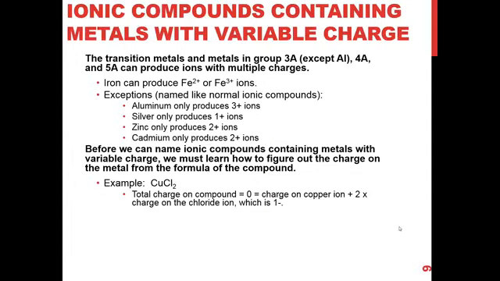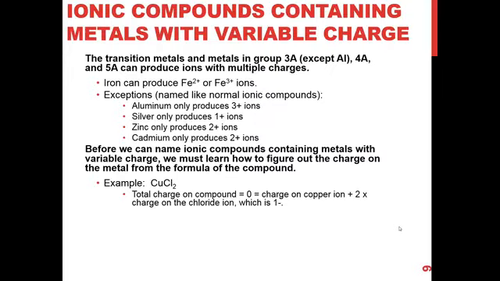This is probably best illustrated by looking at an example. Let's use the example of CuCl2. The total charge on the compound still has to equal 0. We don't know what the charge on the copper ion is, but we do know that 0 must equal the charge on that copper ion plus 2 times the charge of the chloride ion.